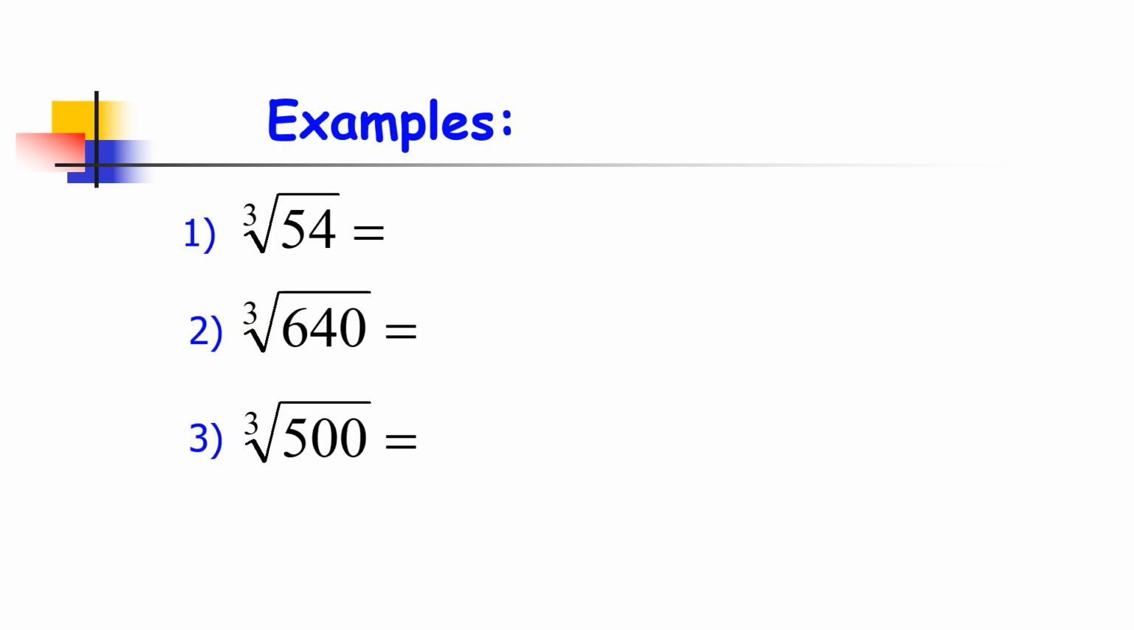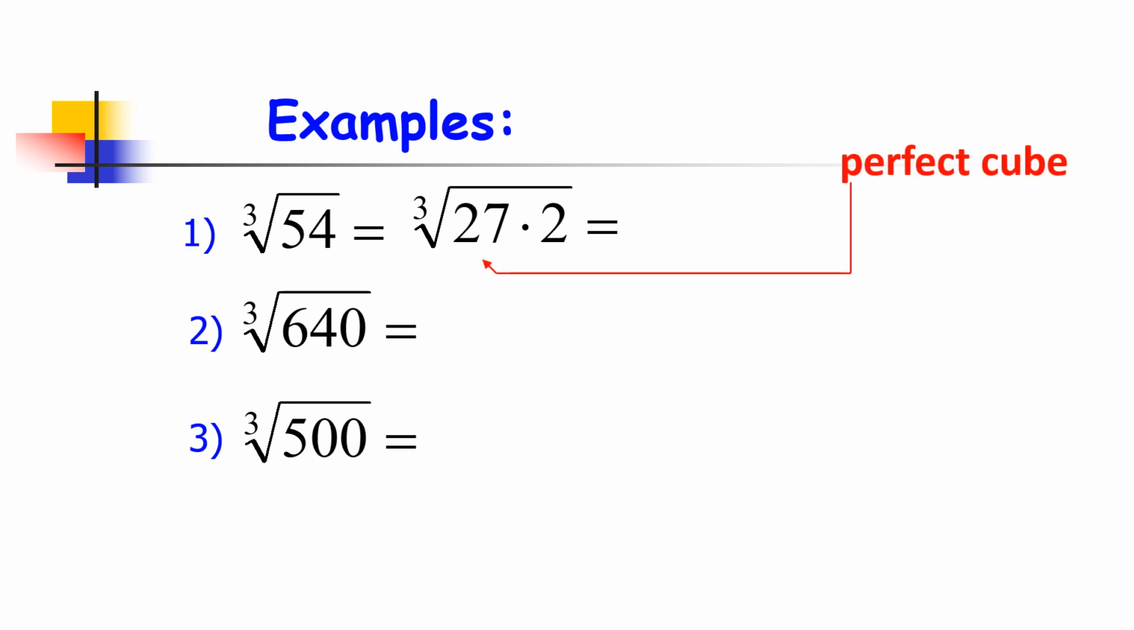So let us have example number 1. Let us determine the cube root of 54. 54 is equal to 27 times 2. So we all know that 27 is a perfect cube, and the cube root of 27 is 3, leaving behind 2 inside the radical symbol. So the cube root of 54 equals 3 cube root of 2.